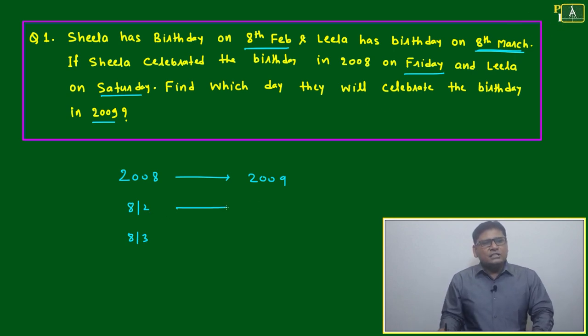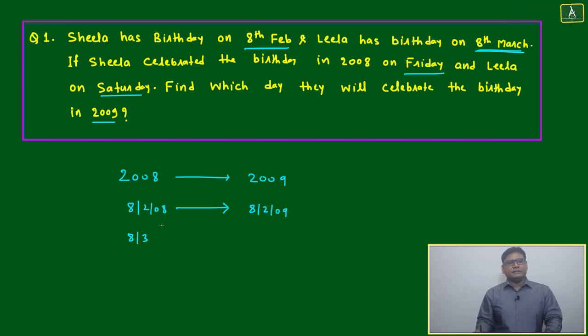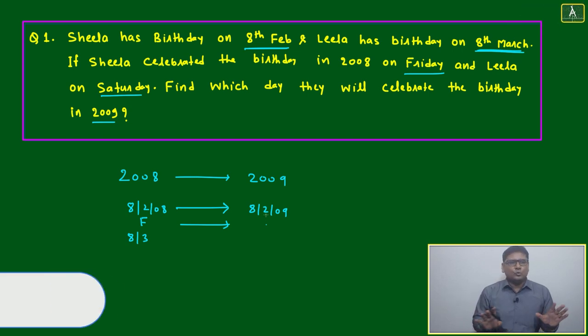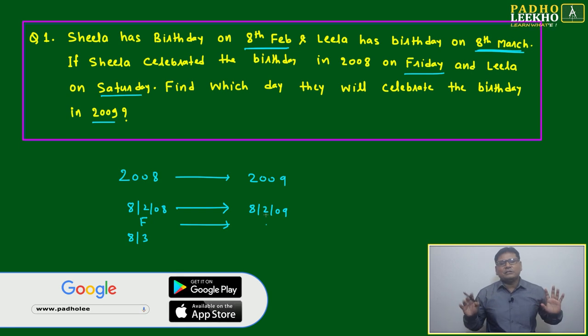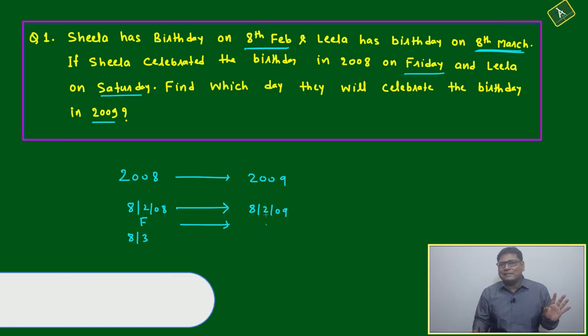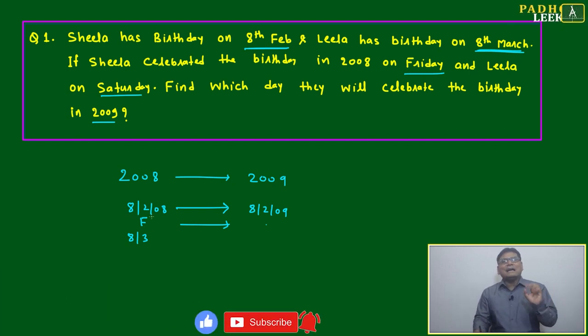The only thing we have to understand is how many days it will push when we come from 2008 to 2009. If it is Friday, how many days will be added? One thing is sure: either 1 or 2 will be added. So our mind is fully made up that it is not going to become Wednesday or Thursday. It may hardly be Saturday or Sunday; that much is the only possibility. It only depends on this calculation.